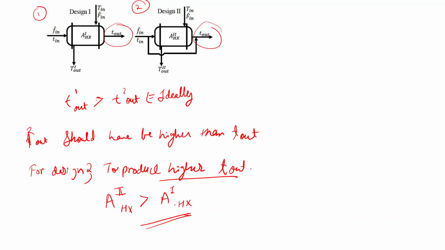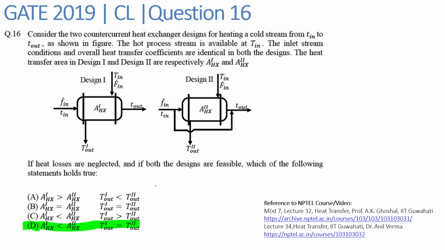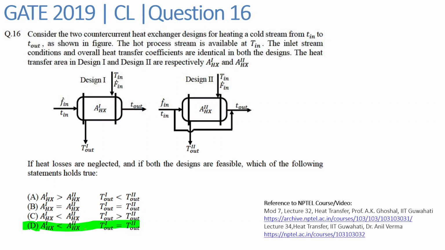Okay, so from this we are getting that the area of the second heat exchanger should be higher, and from the first energy balance we got that T1 out should be equal to T2 out. So yes, from here we can see that in option D the area of the second heat exchanger is higher, whereas the outlet temperature of both the shell side fluids is the same in option D. So yes, the correct option is option D.